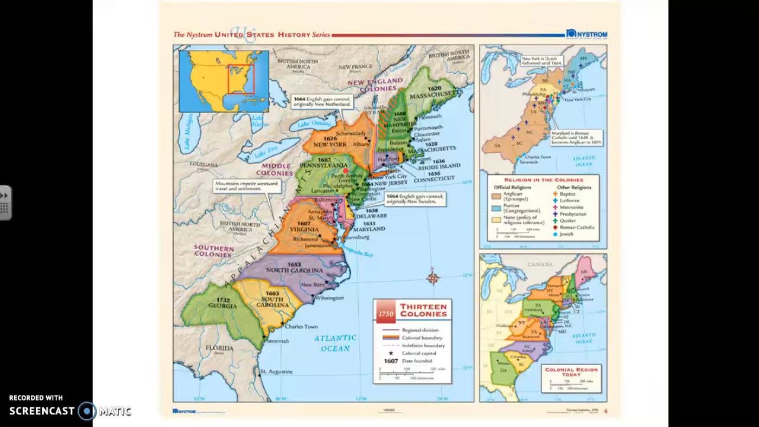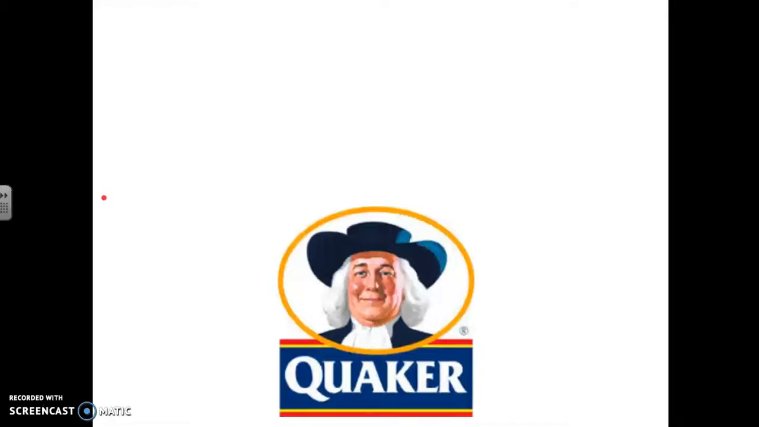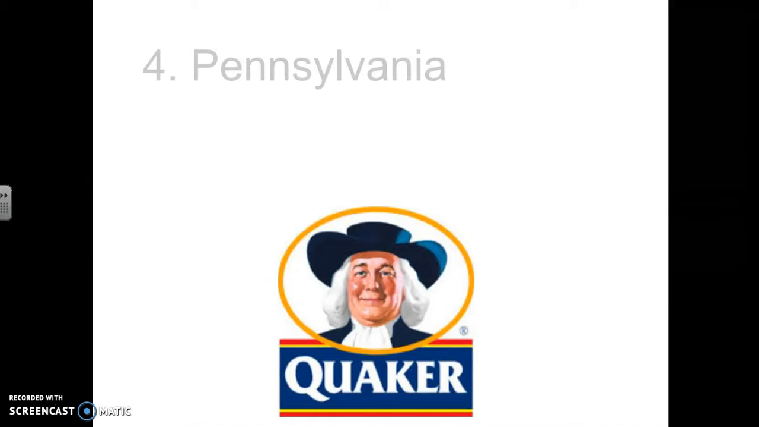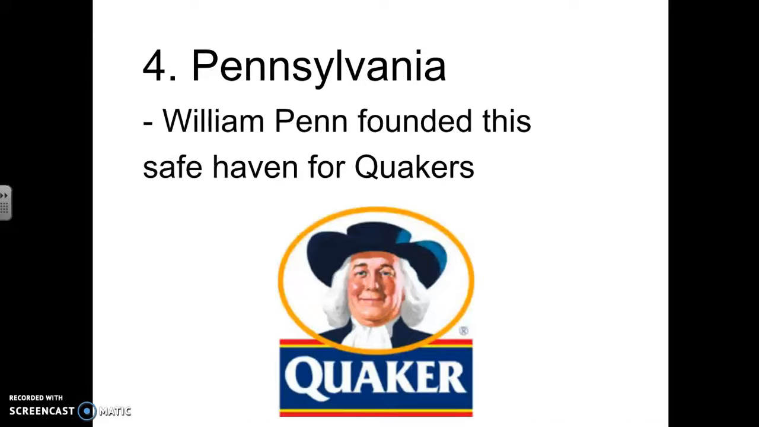Pennsylvania was created by a man who wanted a safe haven for his religious group, and his religious group was the Quakers. You may have seen this image on a box of Quaker Oats oatmeal, and that's a picture of this man. His name is William Penn. And William Penn needed a safe place for Quakers to practice their religion.